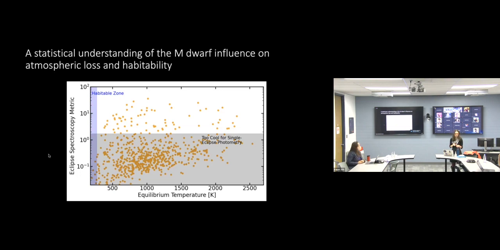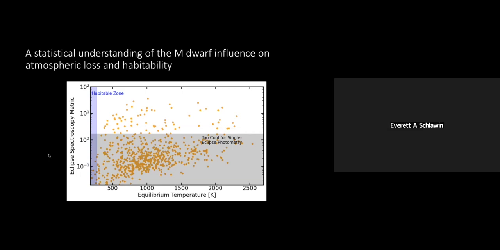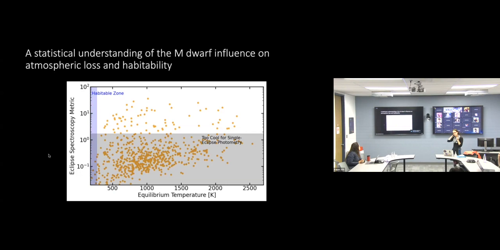Okay, next question, Everett. Excellent talk, Megan. I was just wondering, I haven't caught up on the literature on what the latest atmospheric escape and mass loss models say about these planets. Is there any agreement that they lose their atmospheres around late M dwarfs, or they keep them, or is it totally unknown? Yeah, I don't know for sure.